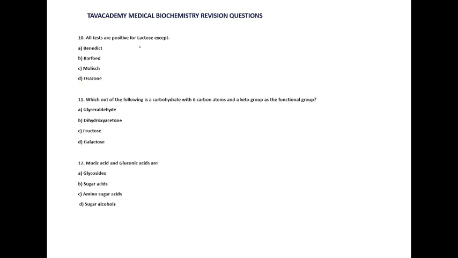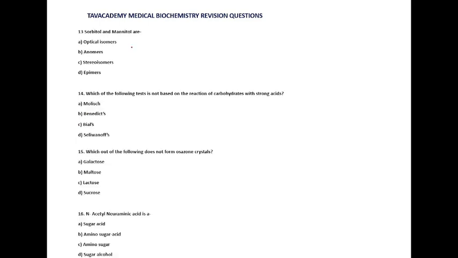All tests are positive for lactose except Bradford test. Bradford test does not test for disaccharides. It tests for only monosaccharides. Question 11 says, which out of the following is a carbohydrate with 6 carbon atoms and a keto group as a functional group? Fructose will be the answer. Mucic acid and gluconic acid are examples of sugar acids. That's the answer. Sorbitol and mannitol are epimers. That's the answer. They are epimers.